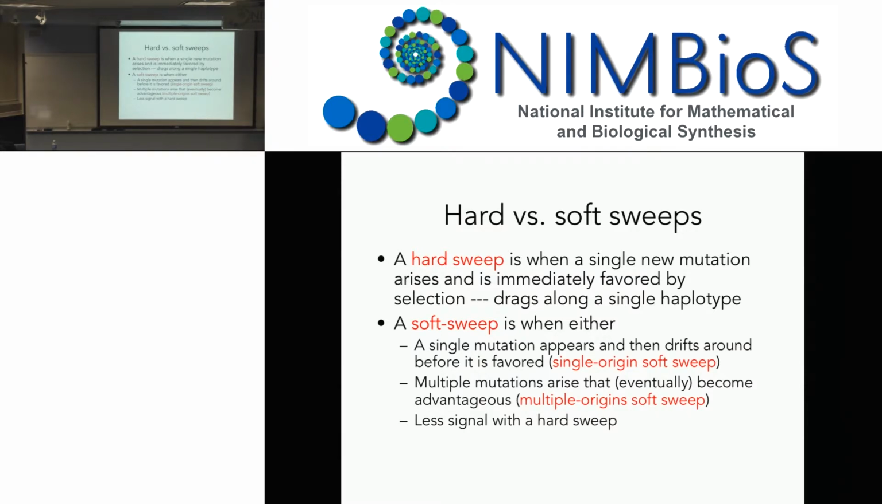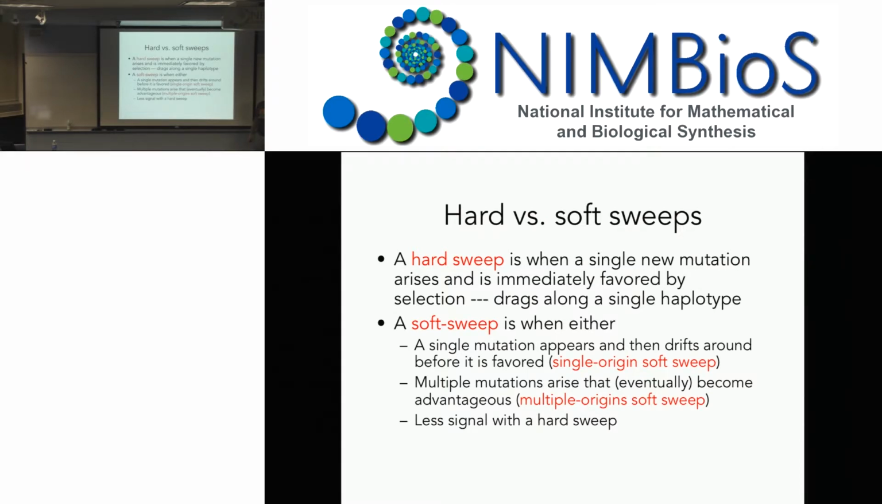A soft sweep is when a mutation appears and selection says, who cares? It kind of drifts around, or it's slightly deleterious, then the environment changes, boom, then it takes off. Because it's drifted around before it's under selection, it may now be on several different haplotypes. Show a picture in a second. That results in multiple haplotypes being fixed and therefore giving you the first pattern. That's called the single origin soft sweep.